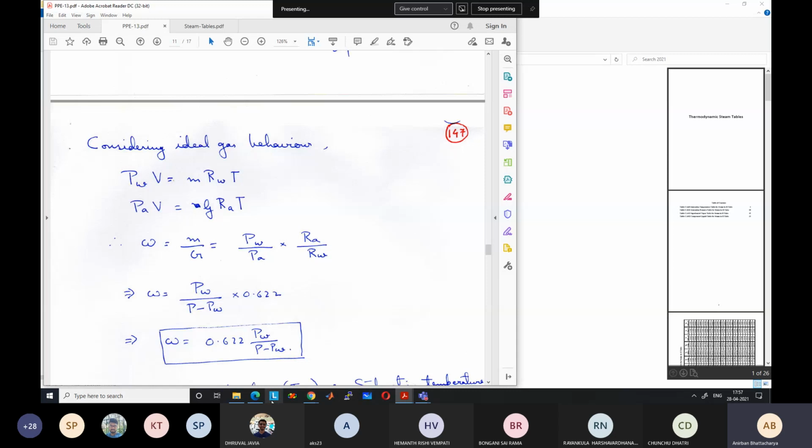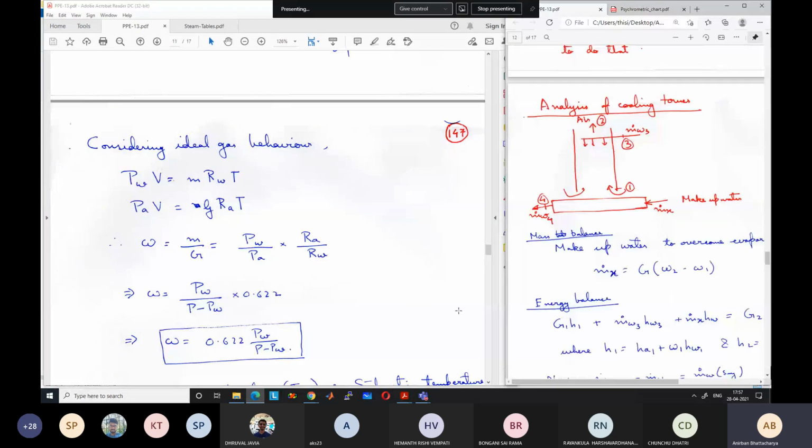Okay, Dhruval, you are there. What will be the answer for this? Relative humidity is 40% and temperature is 30 degrees centigrade. So what will be the partial pressure of water vapor? How will we find this?